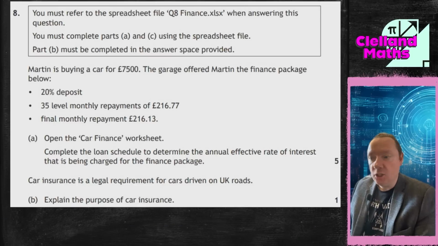You must refer to spreadsheet file Q8, Finance, when answering the question. Martin is buying a car for £7,500. The garage offered Martin the finance package below: 20% deposit, 35 level monthly payments of £216.77, final monthly payment of £216.13. We have to open the worksheet and complete the loan schedule to work out the annual interest rate. That's a goal seek then. And then we've got a part B of this question.